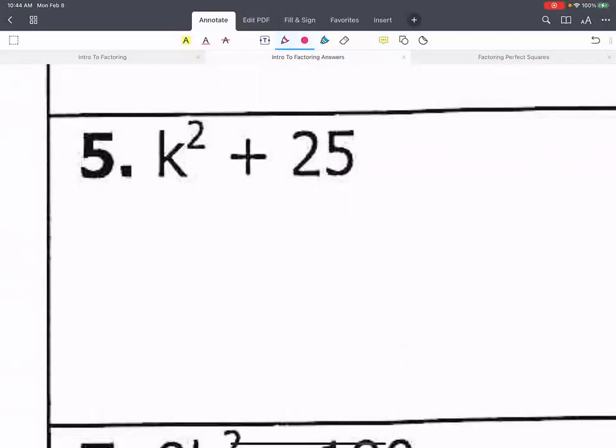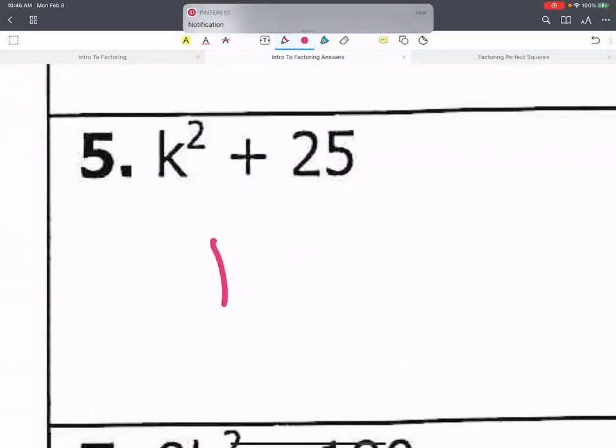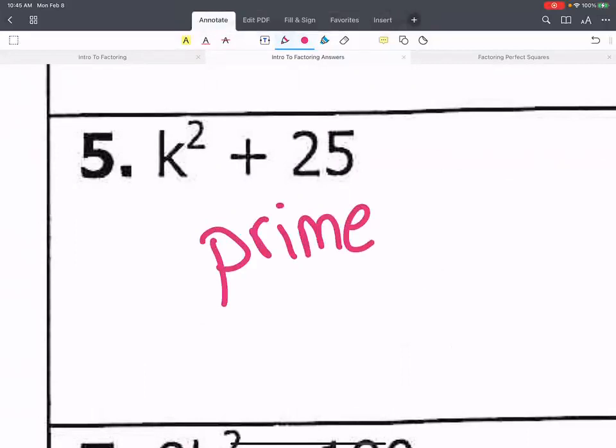Are they perfect squares? Am I subtracting? No. Guess what? That's a prime. Well, it can't be factored, right? Now, if I could factor it another way, like I could pull out a greatest common factor, then I would do that. But there's no greatest common factor between K and 25, right? So this one's just prime.